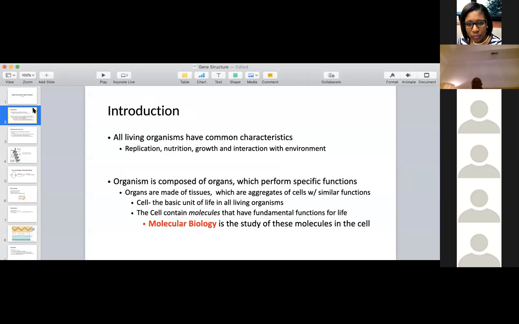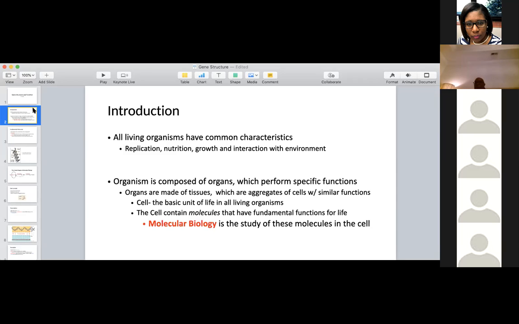Just as an introduction, all living organisms have some common characteristics that we've talked about since day one, traits like replication, nutrition, growth, and interaction with their environment. An organism is composed of organs, which perform specific functions. Organs are made up of tissues, which are just aggregates of cells with similar functions. The cell is the basic unit of life for all organisms.